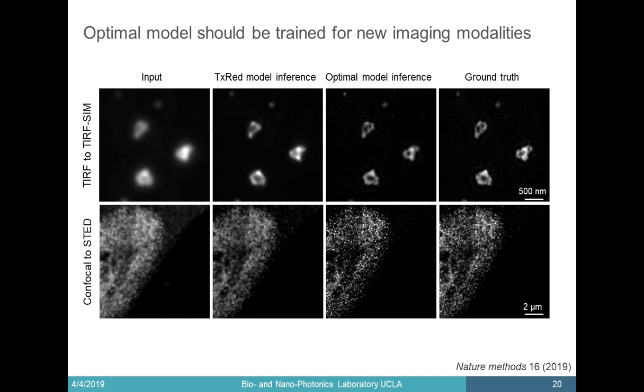However, we have to emphasize that whenever possible, an optimal model should be trained for new imaging modalities. Here we show that by using a model trained with Texas red filter and F-actin images, it can improve the resolution of the TIRF images and confocal images. However, the image quality cannot match the optimal model inference. This does not mean the network does not have generalization capabilities. It still improves images, and it's a further question to quantify how far we can push an existing network model to infer new images.